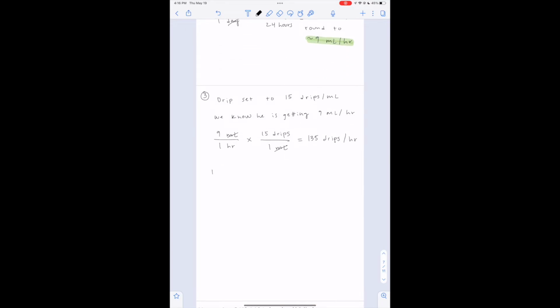So now we want to get this in minutes. So 135 drips per 1 hour, and then in 1 hour there's 60 minutes, and your hours will cancel, and you'll be left with about 2.25 drips per minute. And so basically you can just say that, okay, I'm giving around 2 drips a minute, or about 1 drip every 30 seconds.